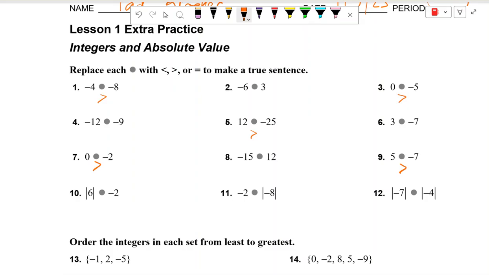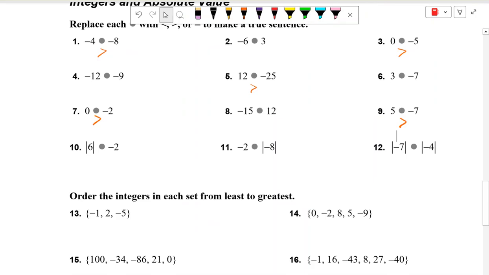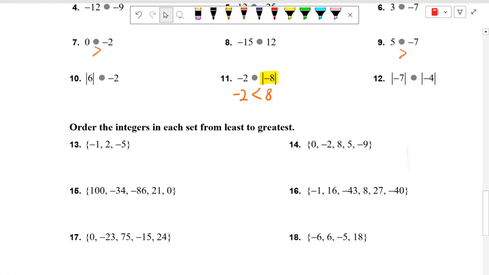And number 11, it's different because you have to find the simplified version of each first. So the absolute value of negative 8 is 8. Now I am able to compare. Negative 2 is less than 8. So make sure you simplify it first, showing your work.